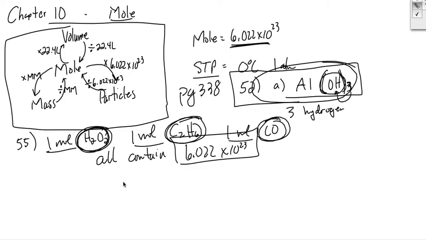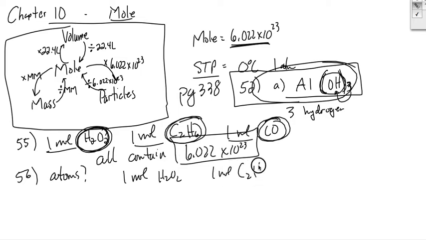Okay? Now in number 56, it's asking, what about atoms? Which has more atoms? So if you have 1 mole of H2O2, or 1 mole of the same compounds here, C2H6, or 1 mole of this carbon monoxide, which has more atoms? Well, this one has 4 atoms per molecule. This one has 8 atoms per molecule. Okay? This one has 2 atoms per molecule.